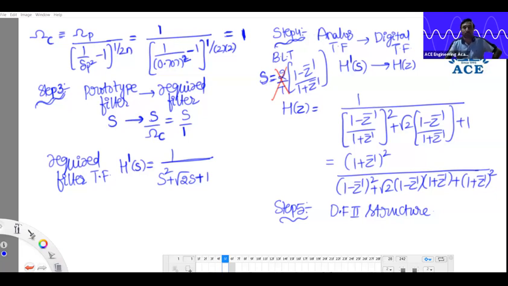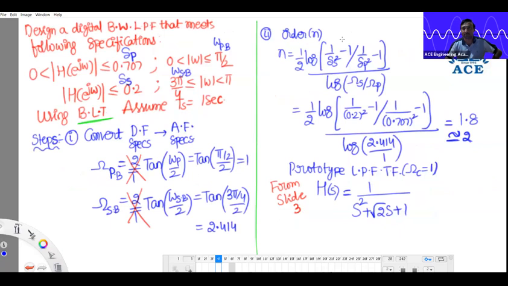But old papers, what I observed is they have asked for order. That order formula we have to remember, 1 by 2 logarithm of this one, sir. That you should remember. Okay? Order formula they have asked in old papers. But I mentioned with you yesterday only, they may ask questions on conversion of S plane to Z plane. Analog transfer function will be given. Try to get H of z.